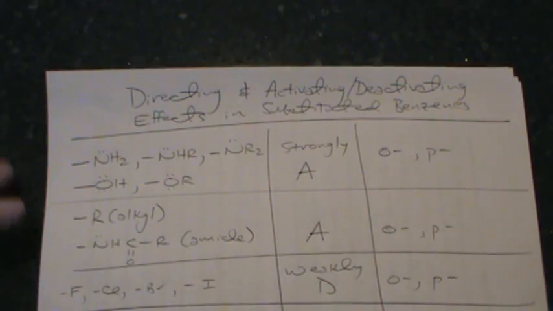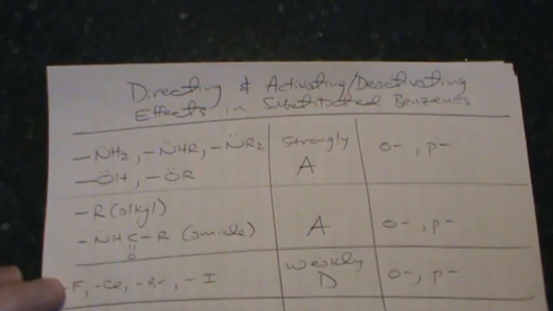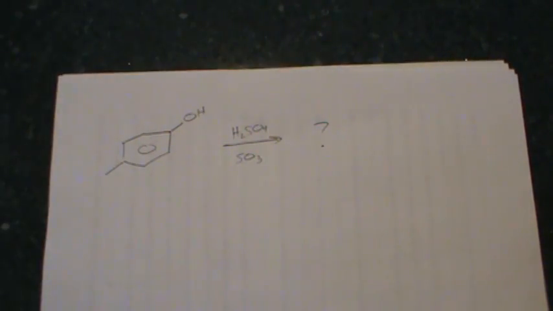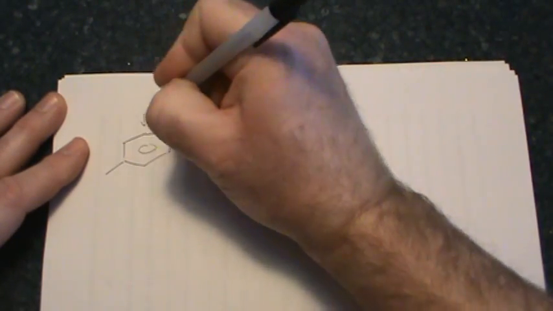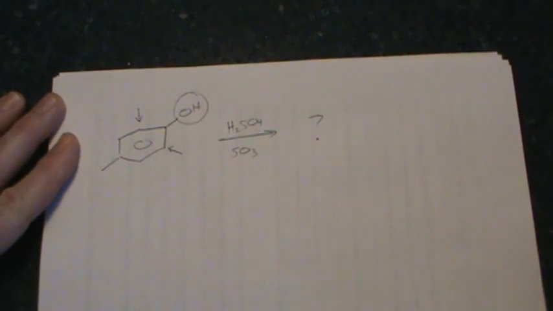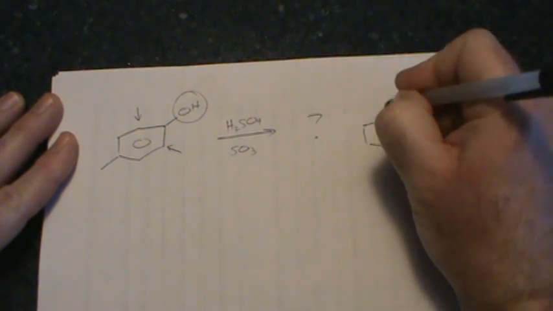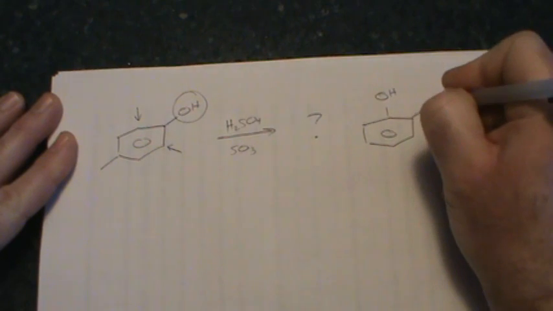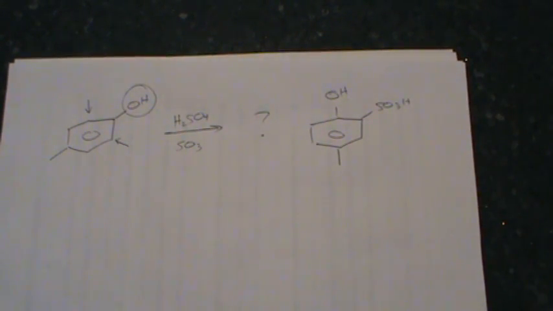Here I have an OH group and a methyl group. They're both activating, but if I go back to my table, I will remember that the OH group is strongly activating, whereas the alkyl group is just activating. Consequently, the most activating group is the OH group. It's an ortho-para director. There are the ortho spots, the para spot is already taken. So the reaction has to go at one of the two ortho positions. And there would be my product.